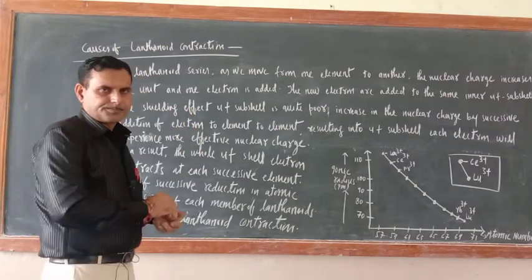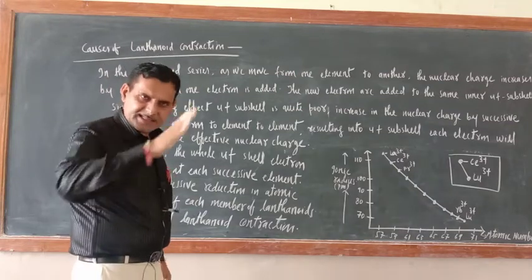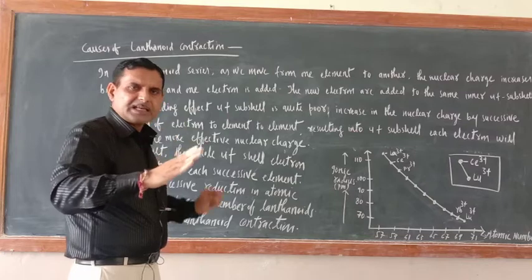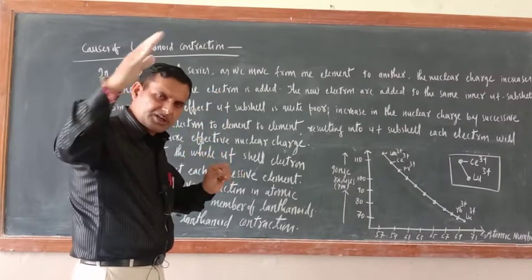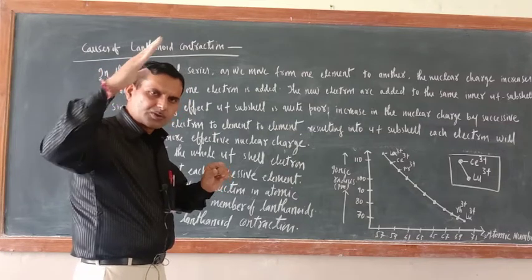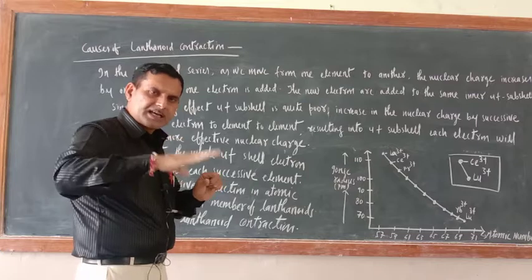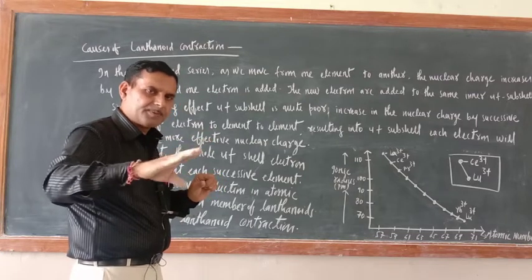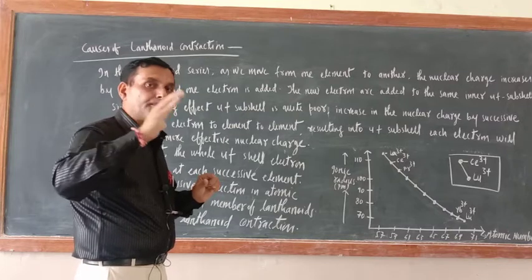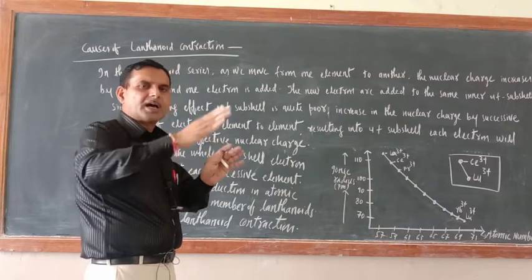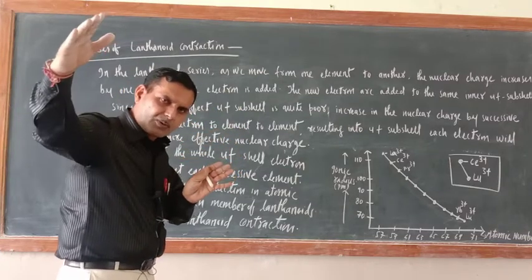Listen carefully. Strong shielding effect means the inner shells will check the nuclear charge inside only. It will not reach the outermost shell. So if the inner shells belong to the s and p subshells, their size is compact, so the nuclear charge will be stopped there itself. It will not reach the outermost shell.